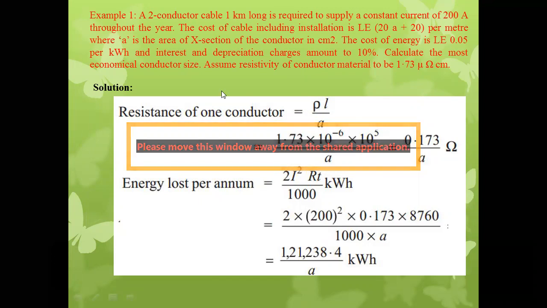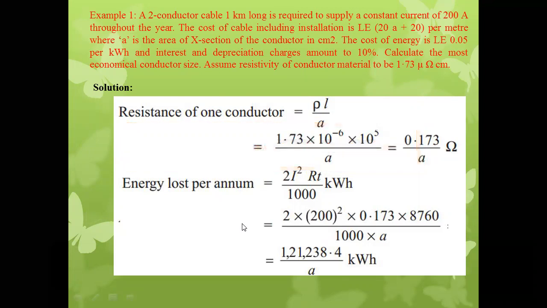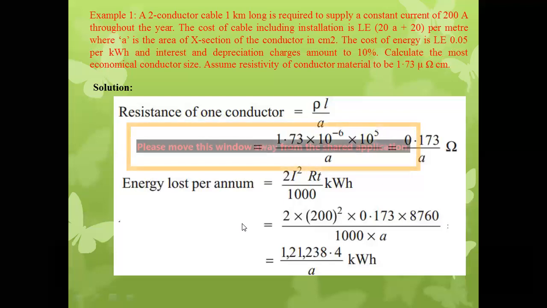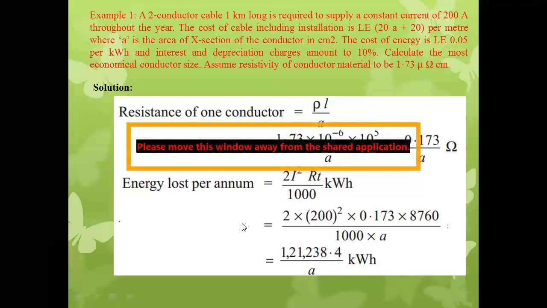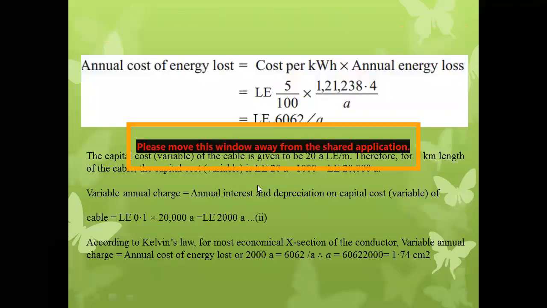So see, in the given numerical he has mentioned the total supply current is 200 ampere, and the length of the line is 1 kilometer. The cost of cable including installation is 20 into A plus 20. Over here, LE is what?